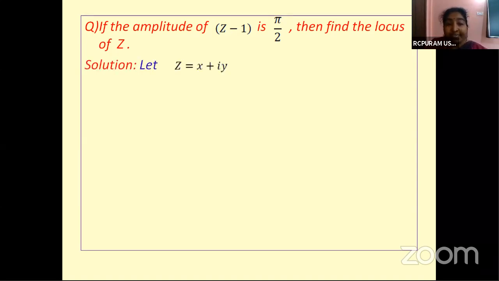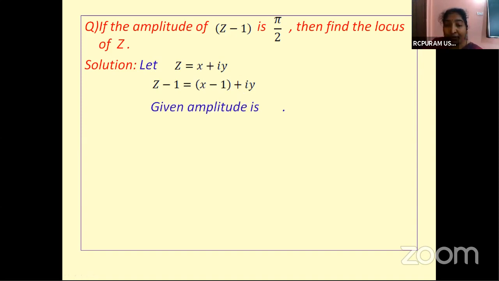Let z is equal to x plus iy. Then z minus 1 is given to us. So instead of z, we will substitute x plus iy: x plus iy minus 1. We are clubbing all real parts in one bracket. So x minus 1 plus iy is nothing but your z minus 1. Amplitude is given as pi by 2.